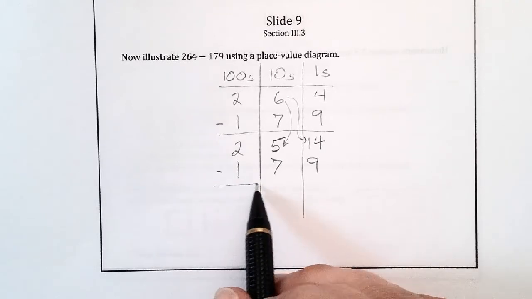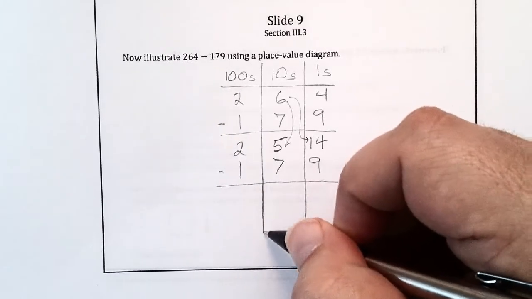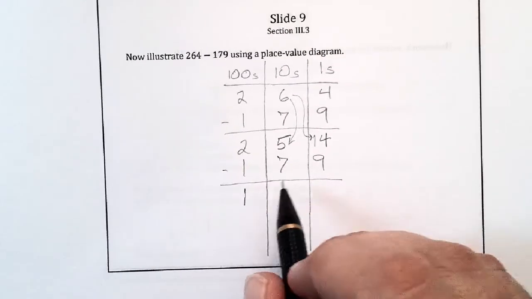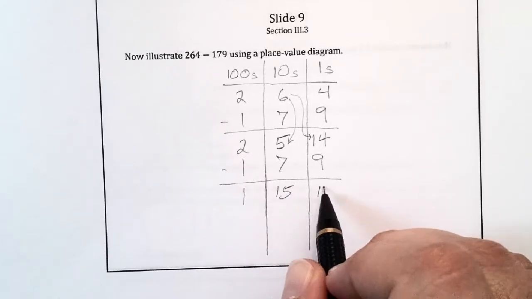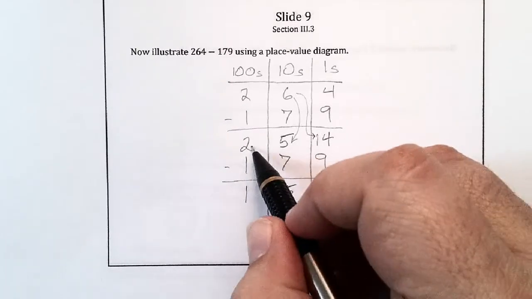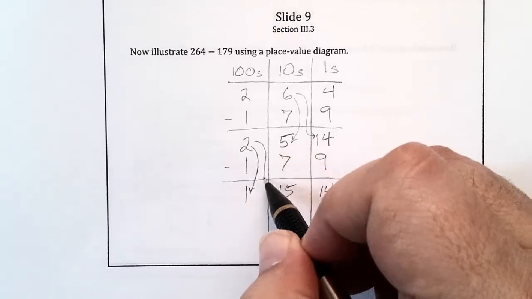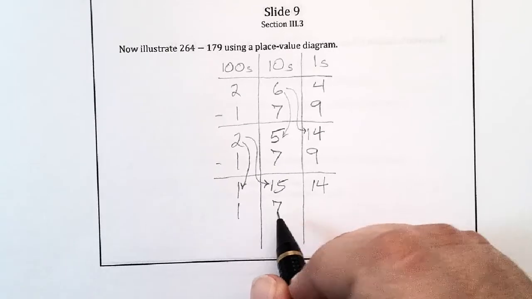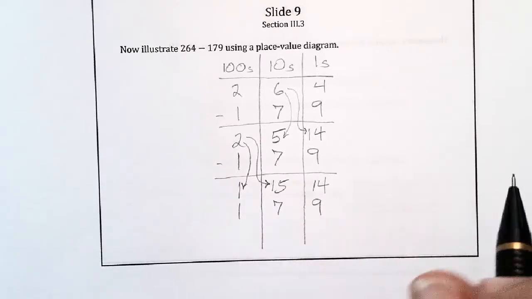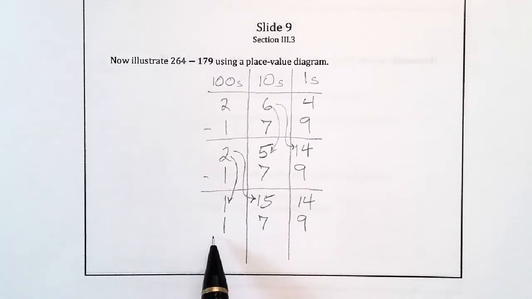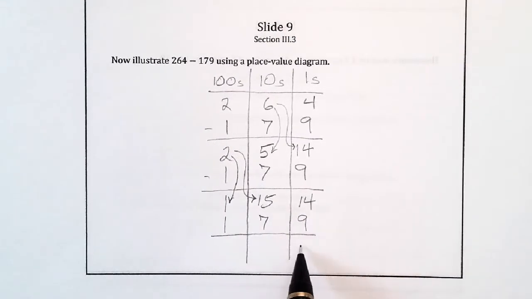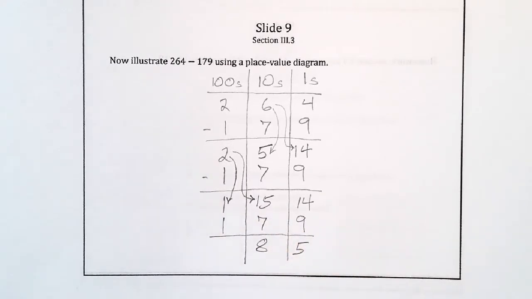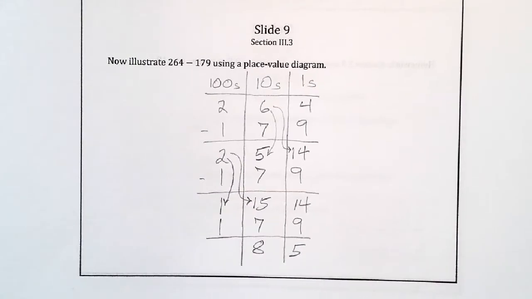And next, we exchange 100 for 10 tens. So we have 1 hundred, 15 tens, and 14 ones. We're subtracting 100, 7 tens, and 9 ones. Now I can subtract: 14 minus 9 is 5, 15 minus 7 is 8, 1 minus 1 is 0. And so there's the answer.